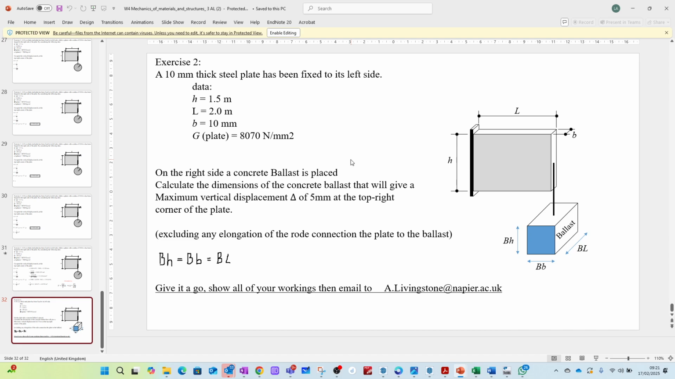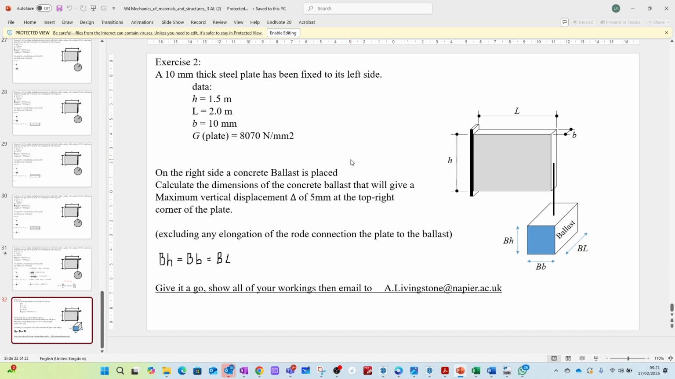Now, remember I'd given a big hint last week. I said, look, you're excluding the elongation of that rod. You might see this exercise again in your class test, and I won't be saying to exclude something, so you'll have to calculate two separate things separately, then just add them together. Show all your workings, you'll get 100%. It's actually that easy, right?